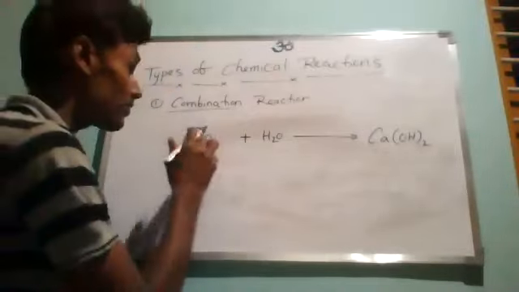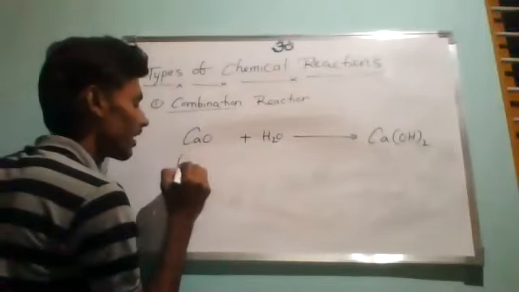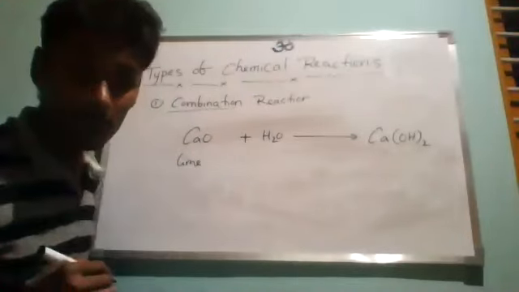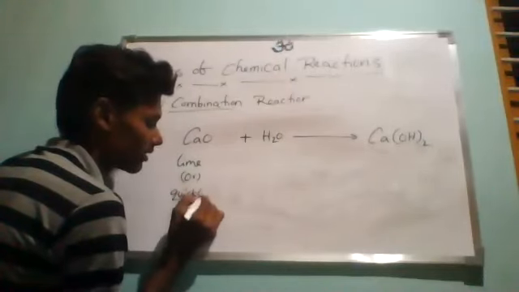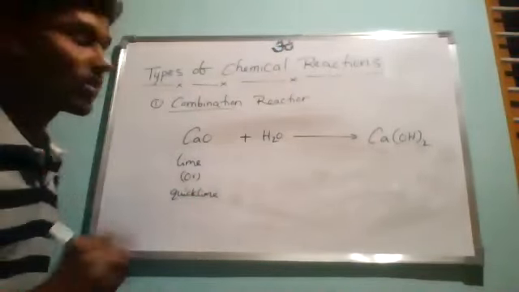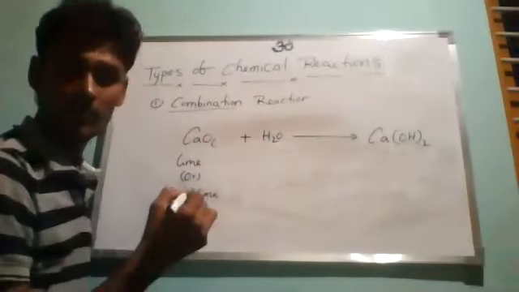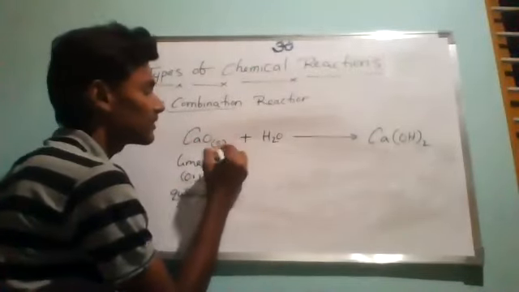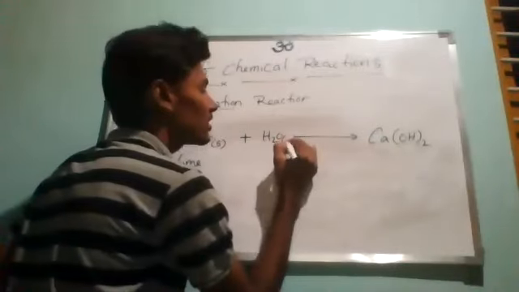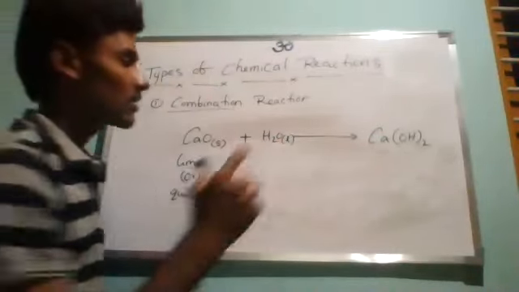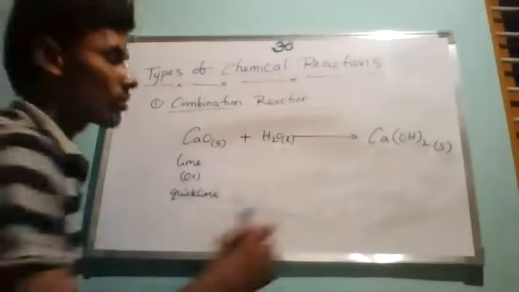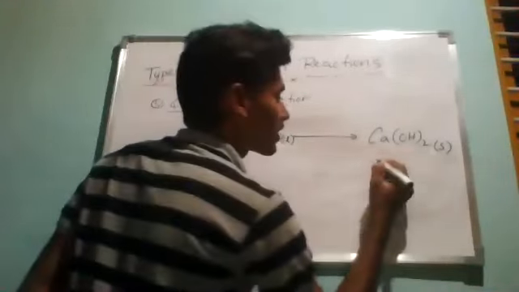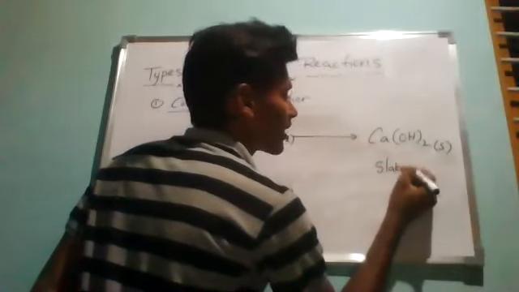We know that calcium oxide can also be called lime, or quicklime. Remember, quicklime. Understood? The state of calcium oxide is solid, and the state of water is liquid. The state of calcium hydroxide is again solid. This calcium hydroxide can also be called slaked lime.